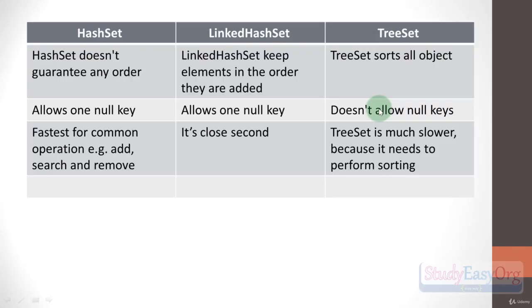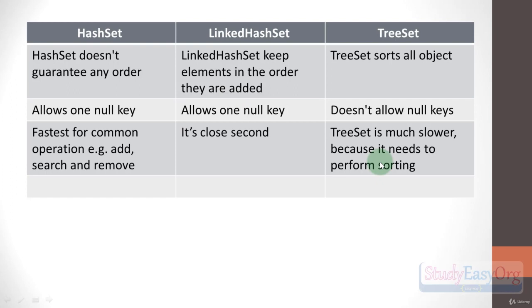Alright, so let's proceed further. Majorly we have three types of sets: HashSet, LinkedHashSet, and TreeSet. Now the internal working and the internal structure which Java uses is also different. In case of HashSet, a hashing table is used. In case of LinkedHashSet, a hashing table and linked list are used. And in case of TreeSet, a tree is used in the background.